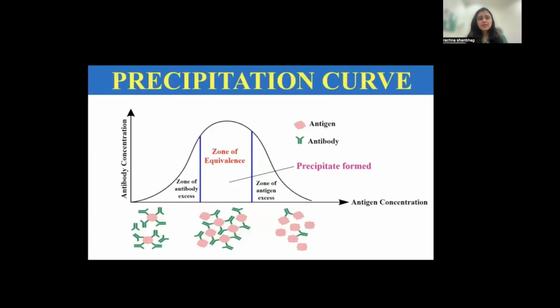Let us find out. This is the characteristic precipitation curve. This we know, that whenever antigen and antibodies are present, they come together, bind to each other, and form a precipitate, which indicates a positive test.